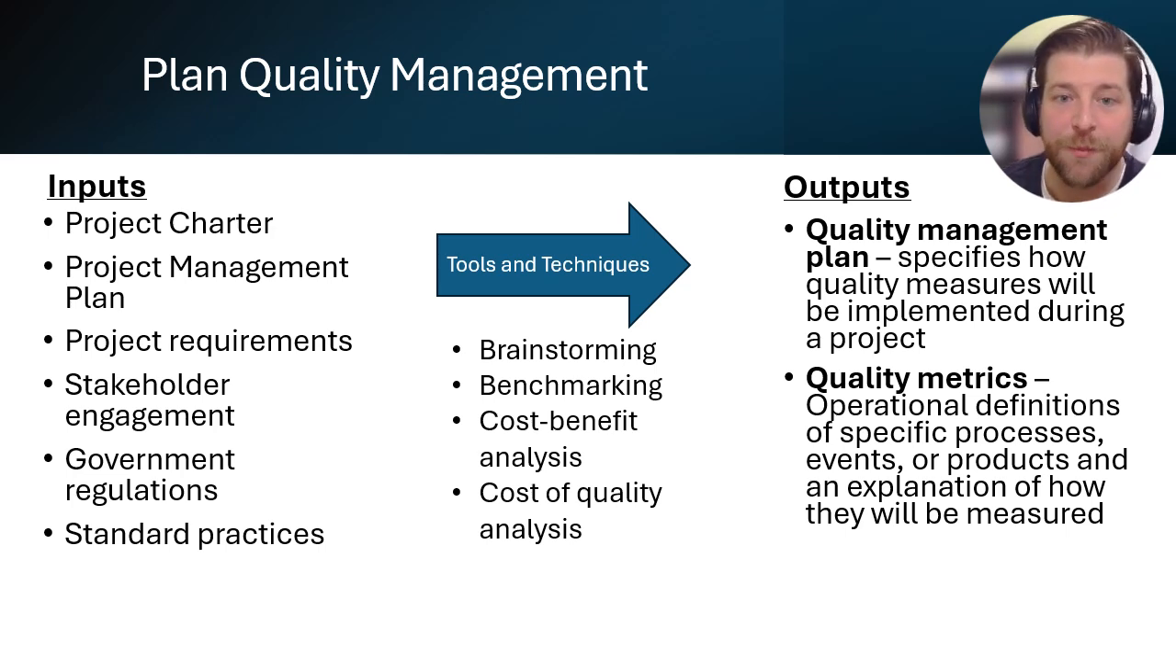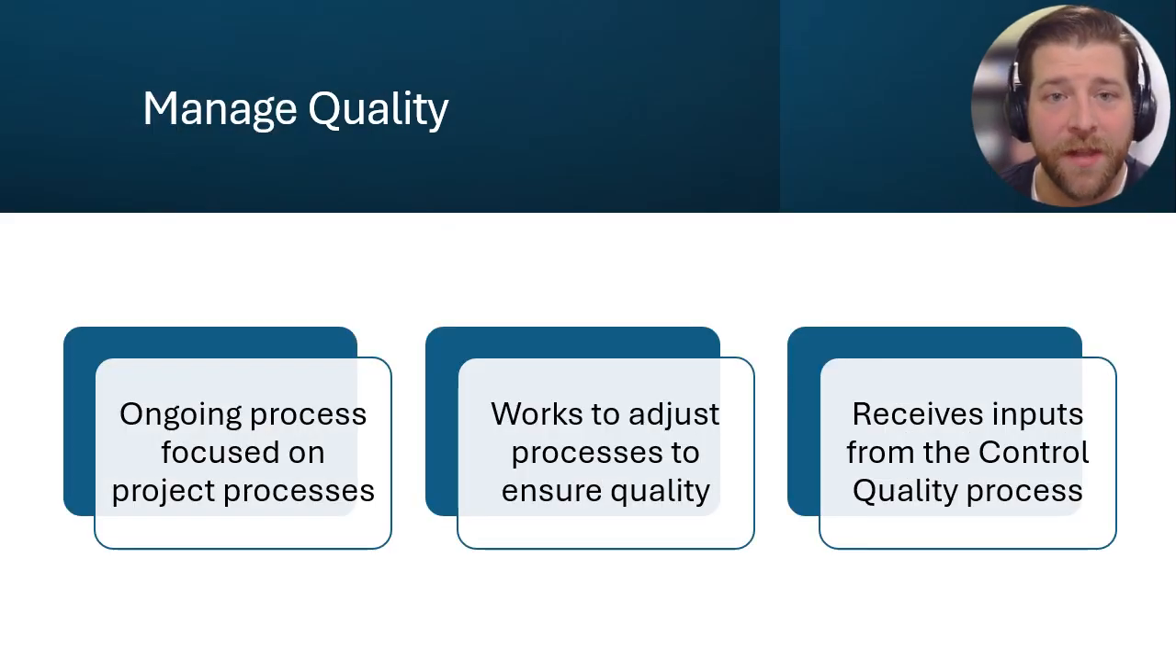The desired outputs from this process are the quality management plan, which specifies how quality measures will be implemented during a project, and quality metrics, which are operational definitions of specific processes, events, or products, and an explanation of how they will be measured. The managed quality process is composed of all the activities and actions required to ensure that the project meets the quality standards outlined in the plan quality management process. This process is ongoing and iterative, receiving inputs from the control quality process and adjusts project processes to improve product design.